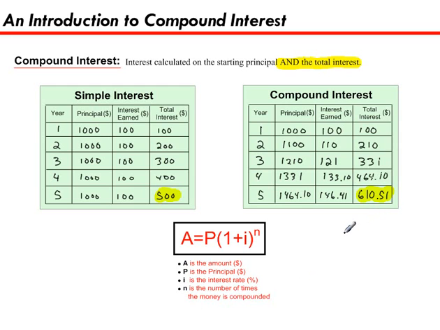So $610.51 versus $500. Maybe this is why Einstein was all excited about compounding.